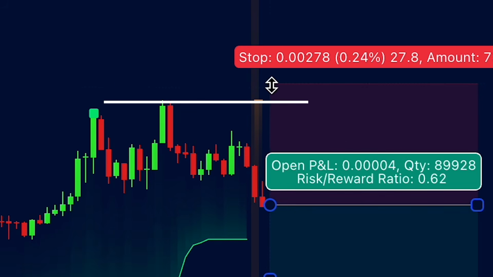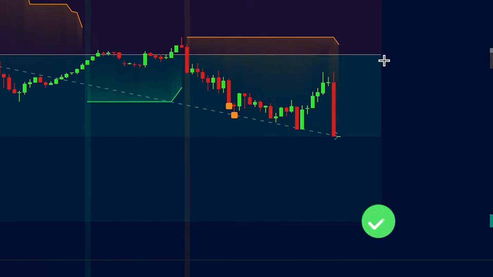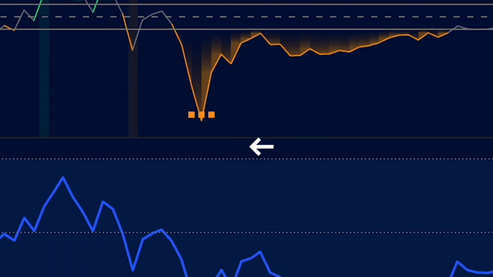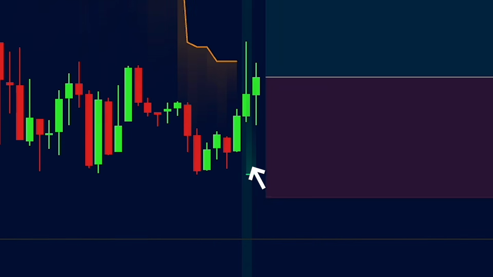Set your stop loss beyond the extreme level and target 2 times risk, because exhaustion reversals often create violent moves. For bearish reversals, wait for CCI to drop below -200 with bullish divergence on RSI. Then enter long positions when the momentum shifts.